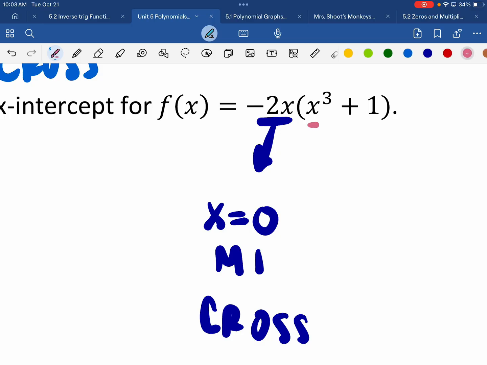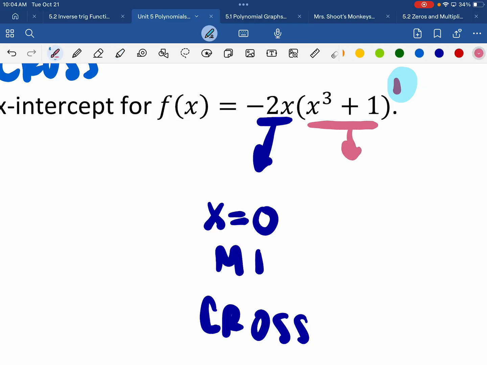All right, this guy here. The cubed is on the inside. So when I'm talking about the multiplicity, it's still going to be 1, because the multiplicity deals with the exponent outside of the factor, not the cubed on the inside. Does that make sense? Okay, so I don't care about that cubed on the inside for the multiplicity. I just care about how many times that factor is occurring. It's occurring once.